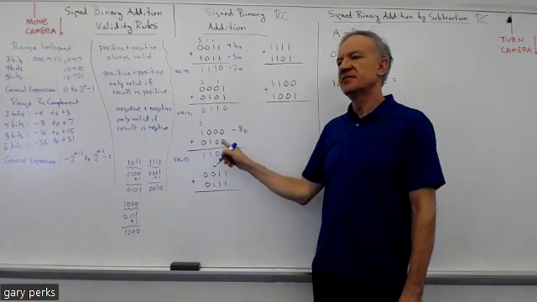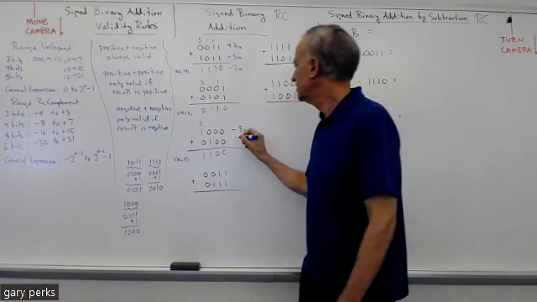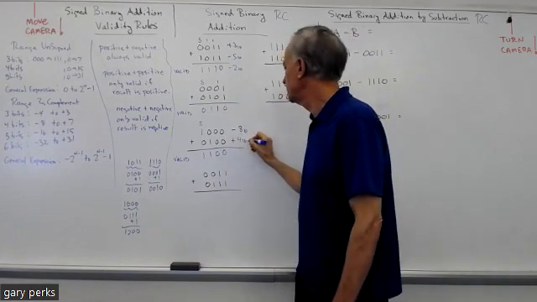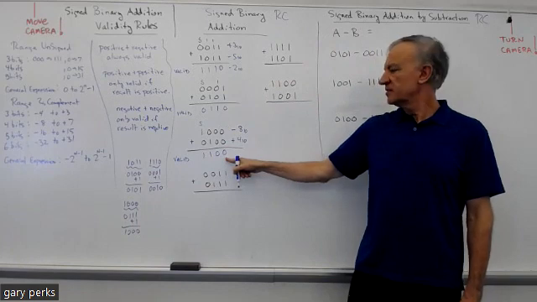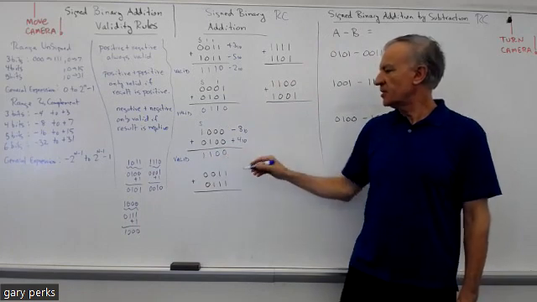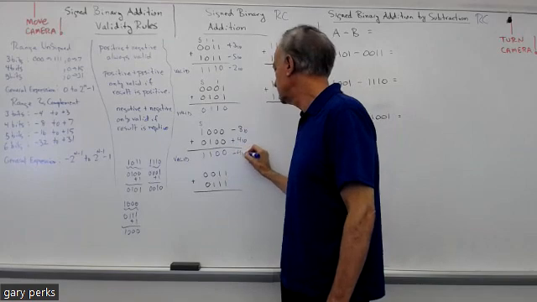And then what's this? Positive 4. Does this result agree? Right, because if I flip these bits and add 1, negative 4.